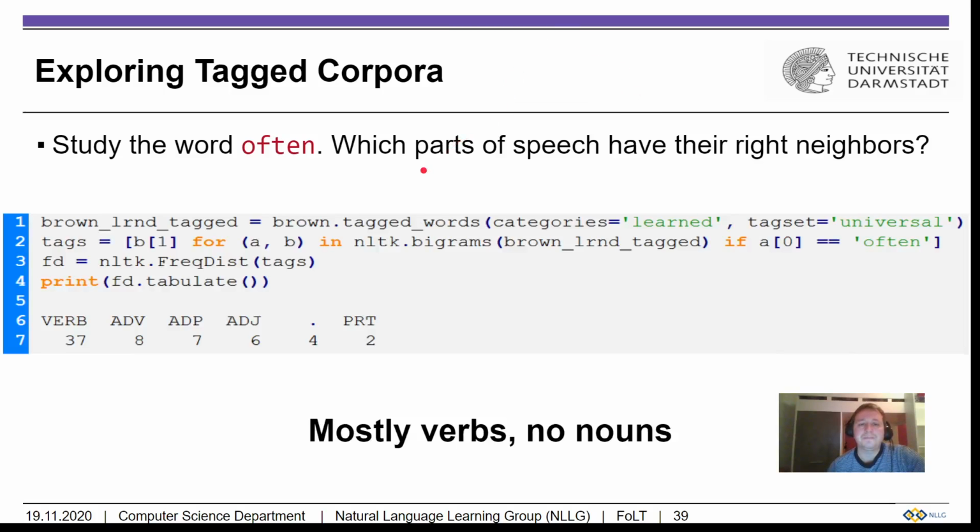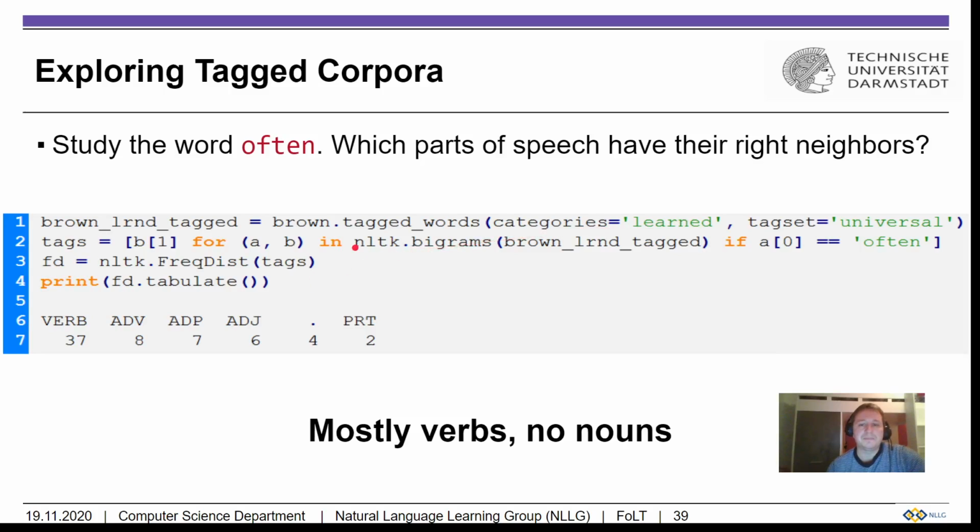So we're going to go to the Brown corpus. We're going to get the tagged words in the universal tag set, and we're going to use a specific subset of the Brown corpus, namely the one called learned here.